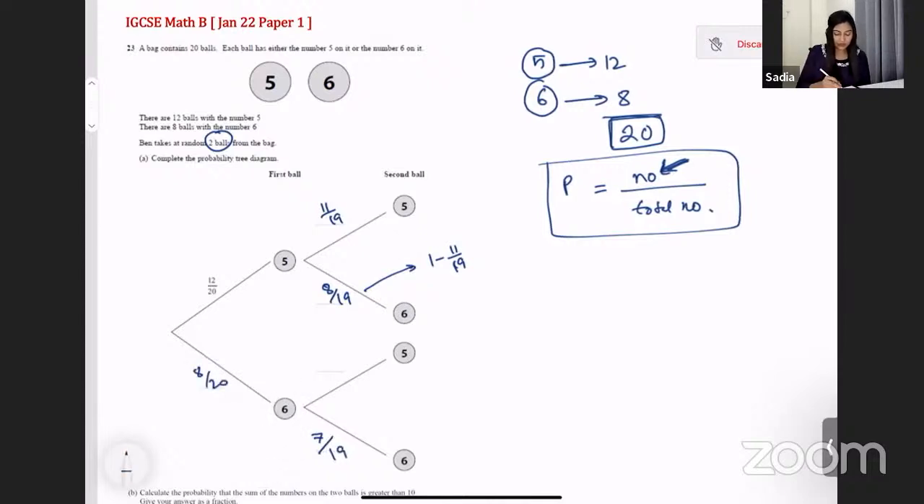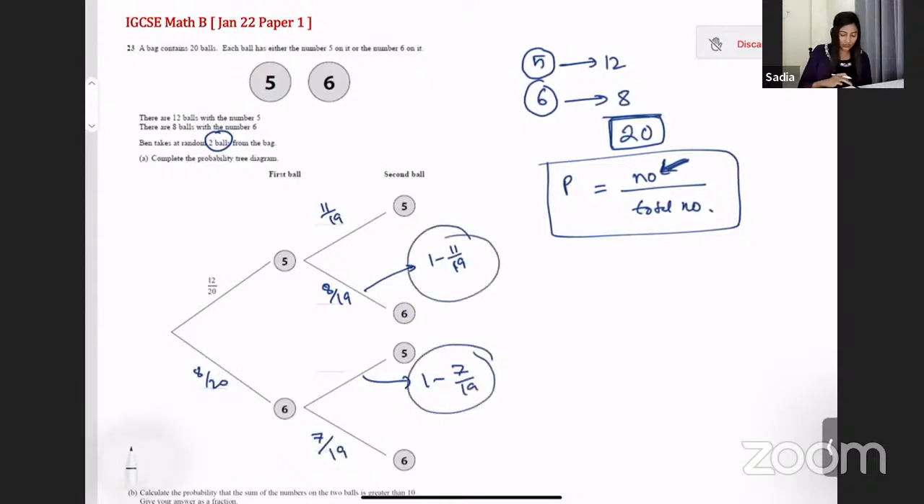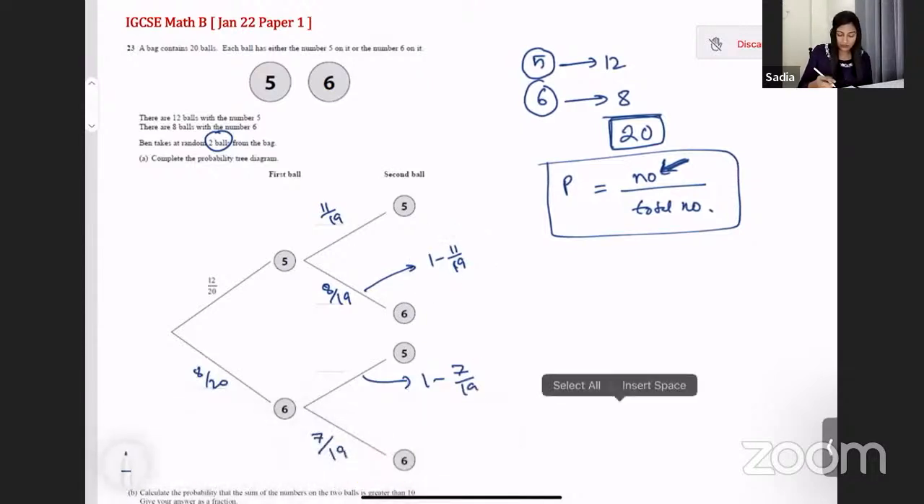Okay, so this one will be 1 minus 7 by 19. You do not need to show this working. I'm just including this to make things clear. You can directly substitute these values. So I'm done with part A, where we have to complete this tree diagram.